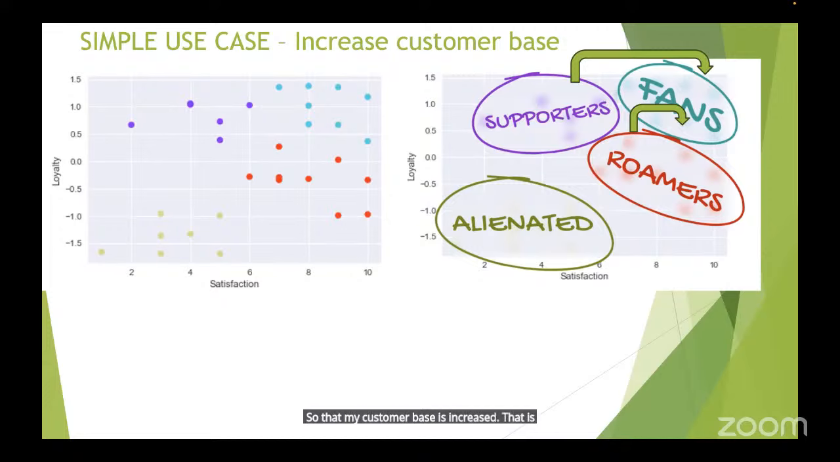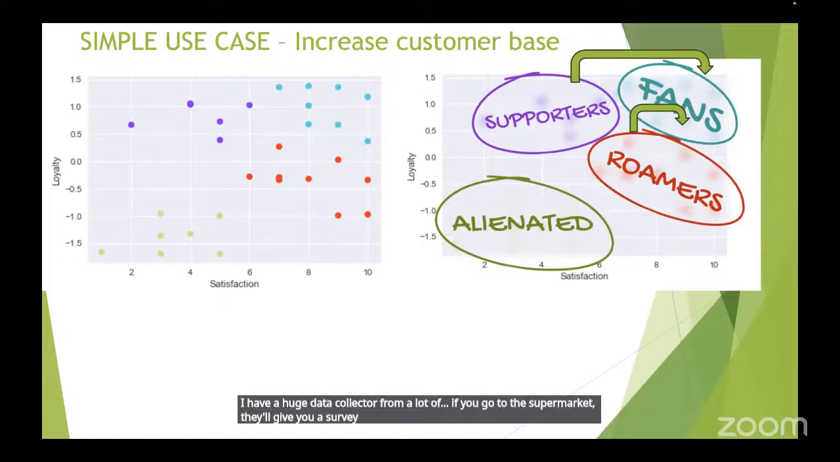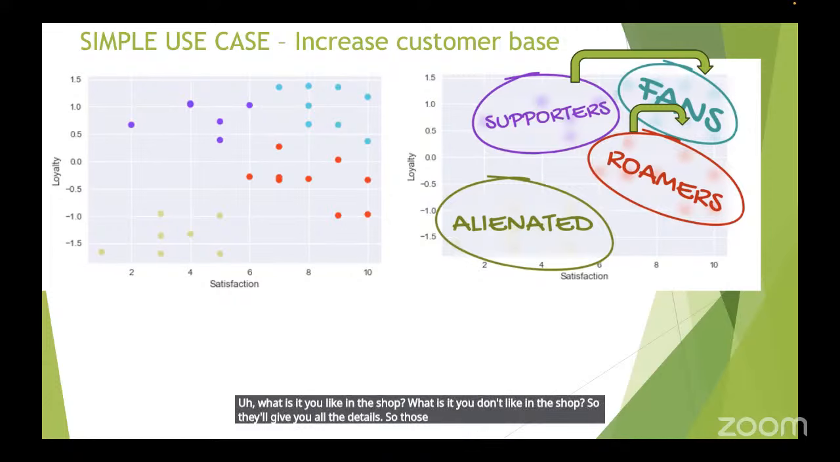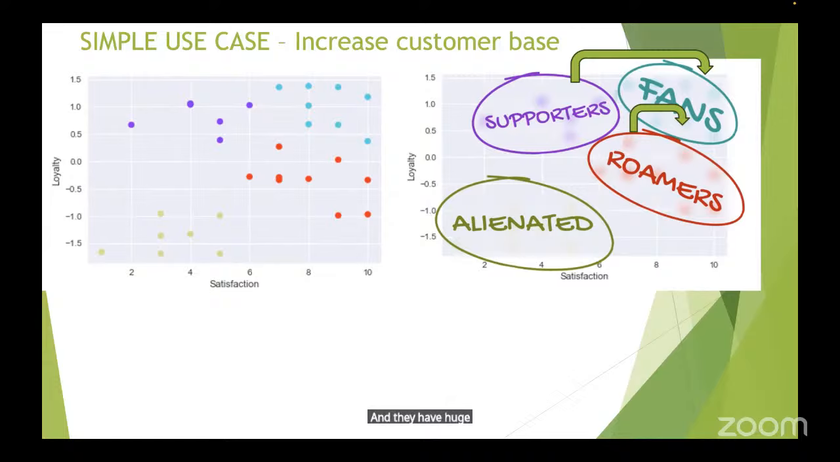That is my requirement. So how do we do that? I know I have collected huge data from the database, millions of records saying why they are not satisfied, why they are not loyal. If you go to a supermarket, they'll give you a survey form: "Sir, can you fill this form? What do you like in the shop? What do you not like in the shop?" So they give all the details. Those data are collected in multiple locations across the globe, and they have huge data in the system.